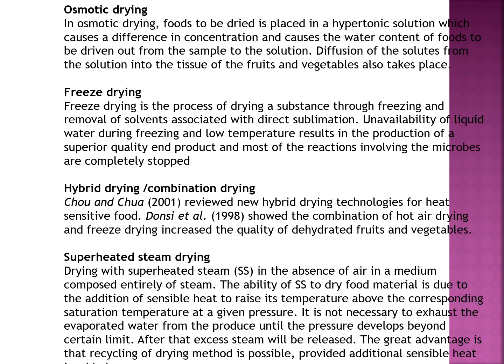In the freeze drying, we know that the process of drying a substance through freezing and removal of solvent associated with the direct sublimation, which is the unavailability of liquid water during freezing and low temperature, results in the production of a superior quality end product. Hybrid drying means when we use different drying techniques. In the superheated steam drying, we dry the product in the absence of air in a medium composed entirely of steam. The ability of superheated steam to dry fruit materials is due to the addition of sensible heat to raise its temperature above the corresponding saturation temperature at a given temperature.